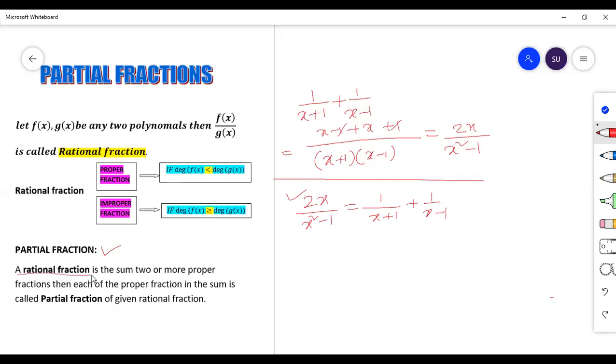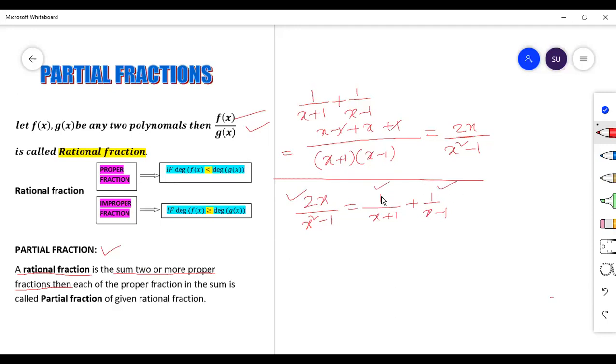A rational fraction is the sum of two or more proper fractions. So clearly, is 2x by x square minus 1 a rational fraction or not? It is a rational fraction, because it is in the f of x by g of x form, and it is the sum of two or more proper fractions. Clearly it is nothing but the sum of 1 by x plus 1 plus 1 by x minus 1. Are these two proper fractions or not?